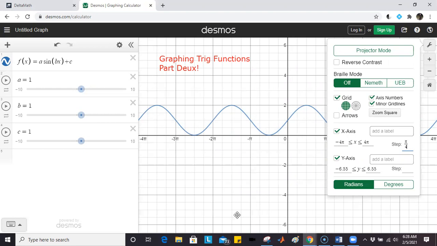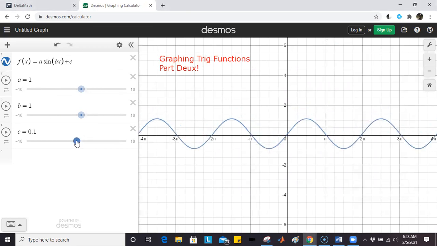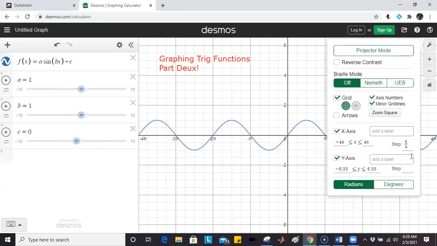Okay, cool. And then we know that in the standard version of our trig function, our amplitude is 1, our period coefficient there is 1. Right now we've got a plus c of 1, that's why it is up there. If we go down to 0, there we go. There's our normal little dude here. Normal little dude. Great.